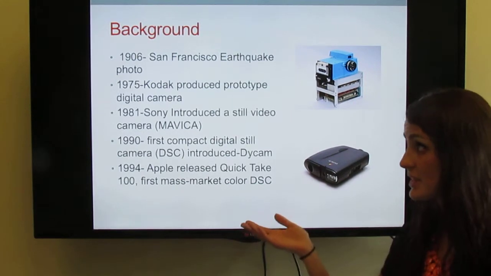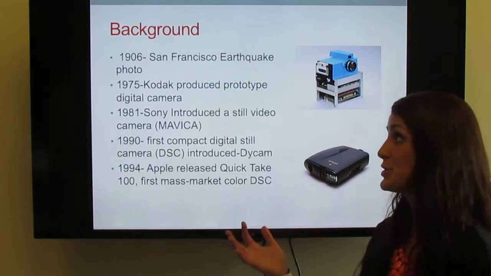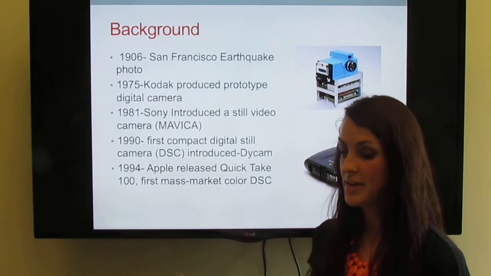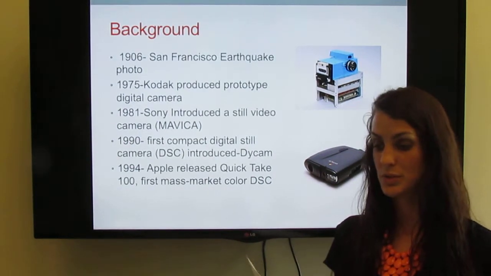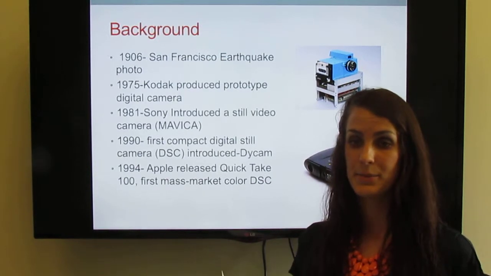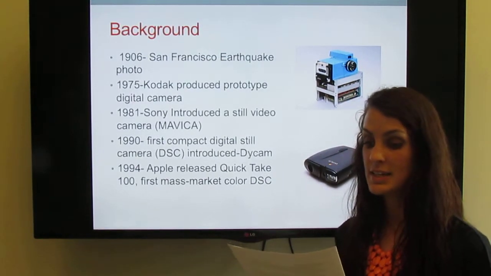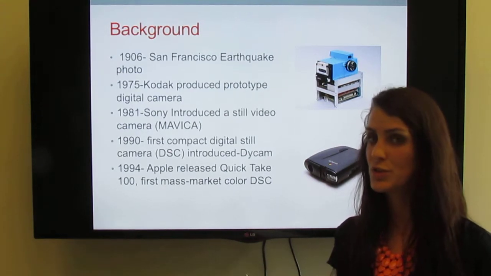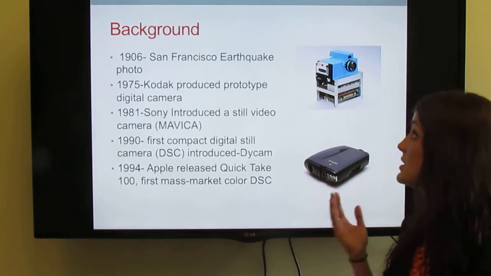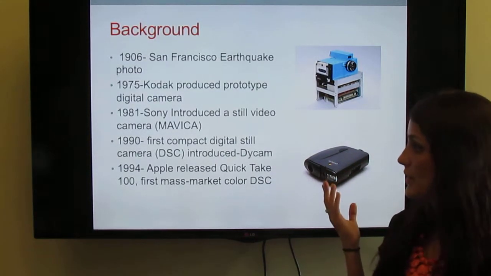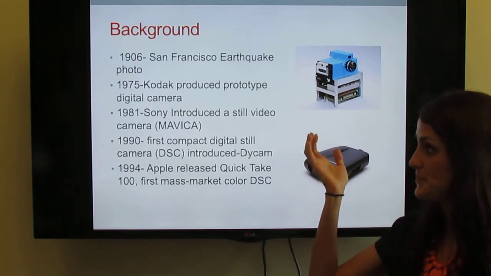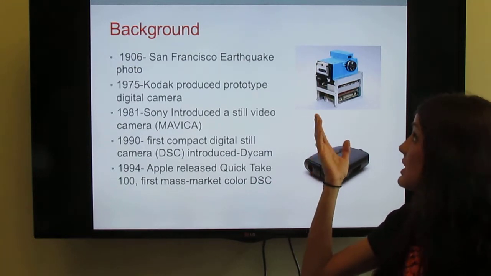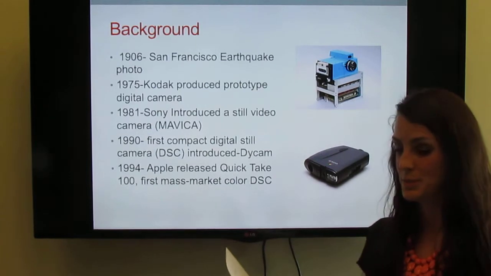Then in 1975, companies started producing digital cameras, and Kodak produced the prototype of a digital camera. Then in 1990, the first compact digital still camera was produced by Dycam, and they called it the Dycam. Then in 1994, Apple released the QuickTake 100, which is the first mass-market color compact digital still camera, and it sold for about $795. These are just some pictures of the QuickTake 100, and this is the Mavica, which is what Sony introduced.